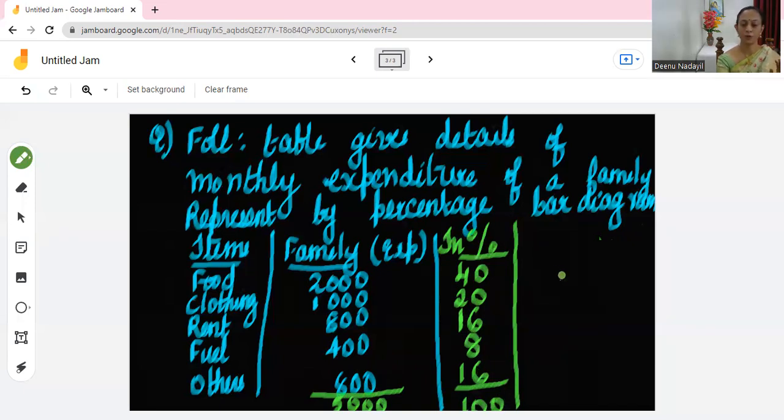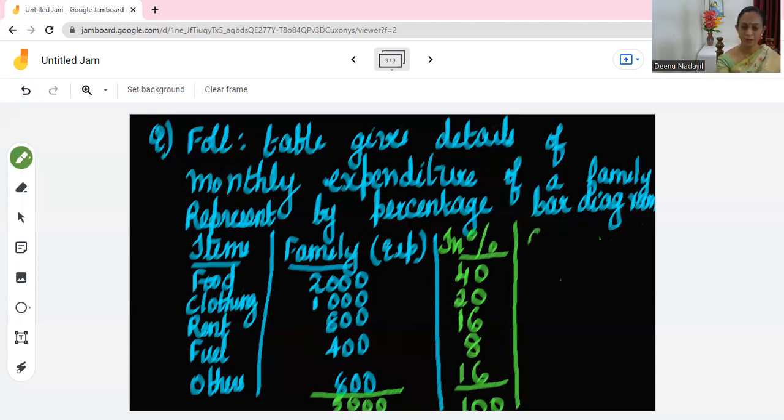So the first step for a percentage bar diagram: by the name itself, you will understand that it's out of 100. So what we have to do is get the values in terms of percentages. How to get them? Each value divided by the overall total, into 100, will give you the percentages.